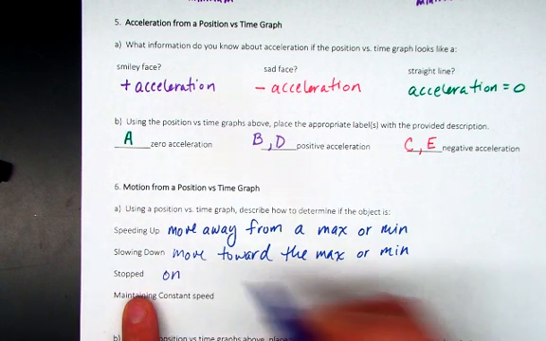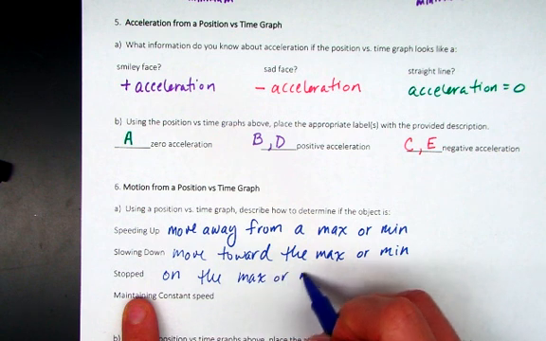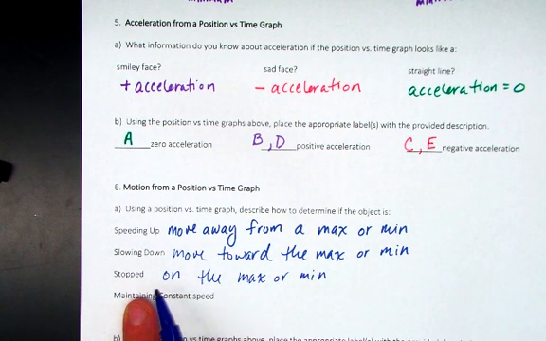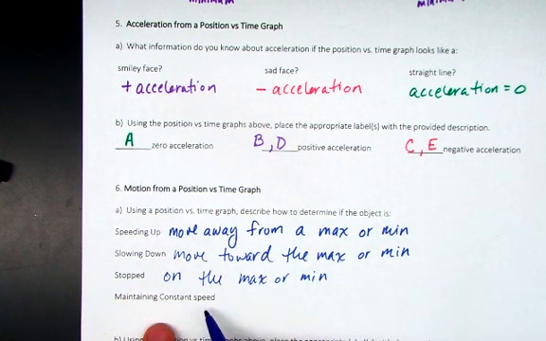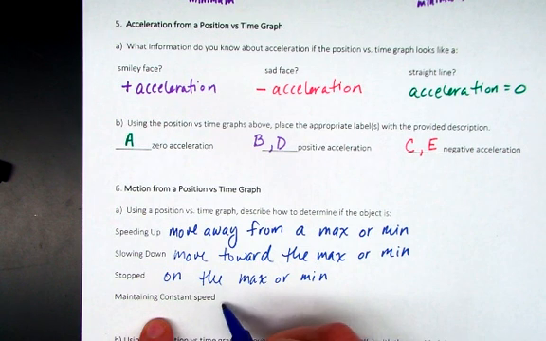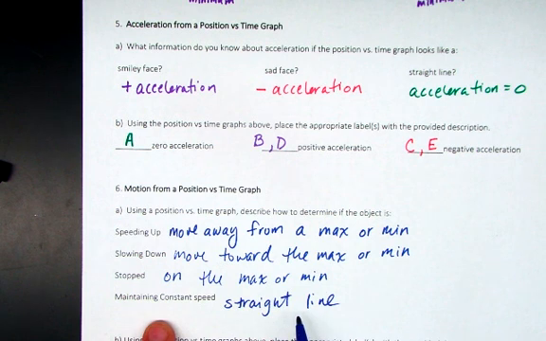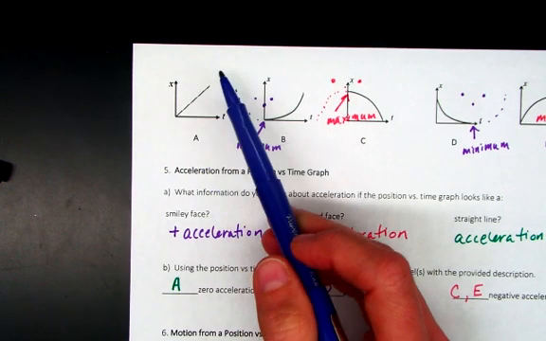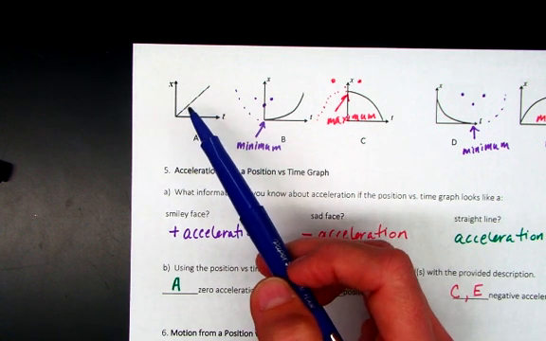Now you are stopped when you are on the max or the min. You're stopped because that's generally your turnaround spot, or when you're changing from moving in the positive direction to moving in the negative direction. And you're maintaining constant speed if this is a straight line. So it could be a straight line horizontal, or a straight line with a positive slope, or a straight line with a negative slope.